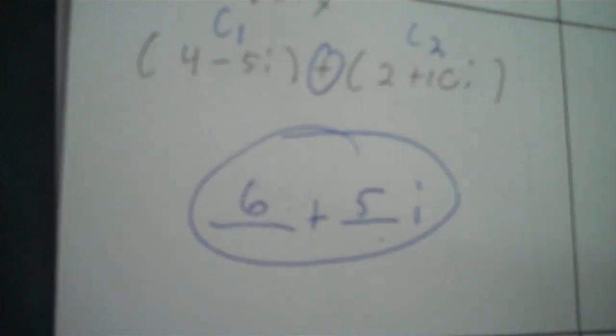Okay, simplify. Complex numbers, C1, C2. You got a plus sign, that's easy. It's just the constant plus the i. So 4 plus 2 is 6. Negative 5 plus 10 is 5.